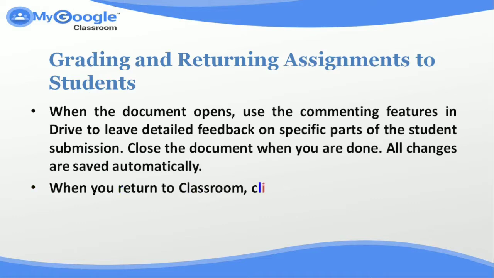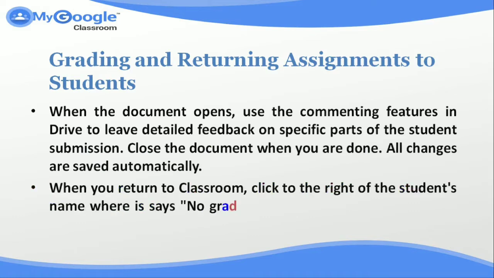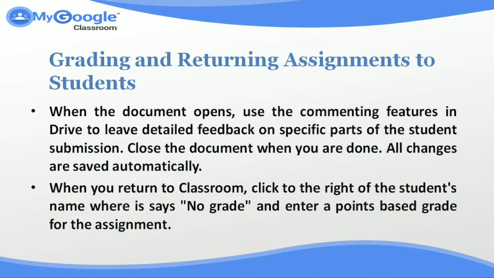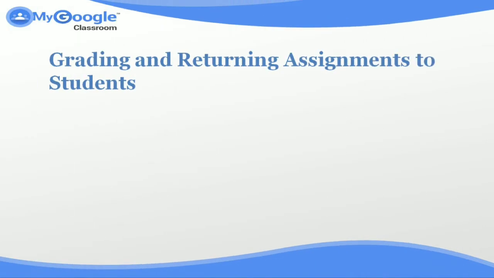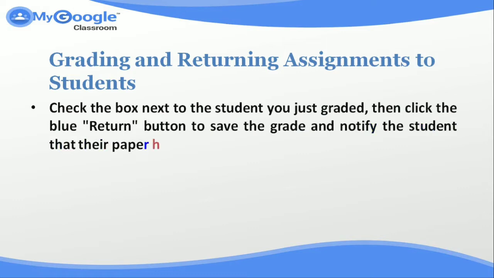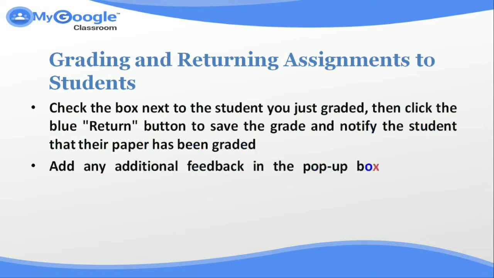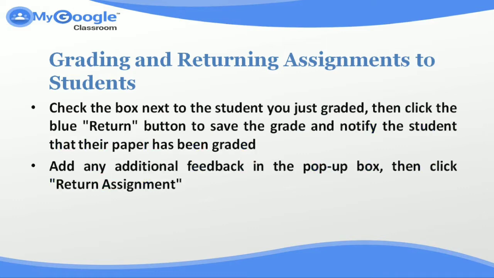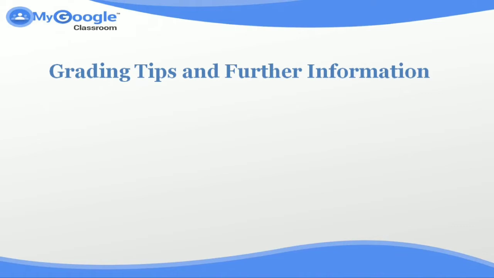When you return to Classroom, click to the right of the student's name where it says No Grade and enter a point-based grade for the assignment. Check the box next to the student you just graded. Then click the blue Return button to save the grade and notify the student that their paper has been graded. Add any additional feedback in the pop-up box. Then click Return Assignment.